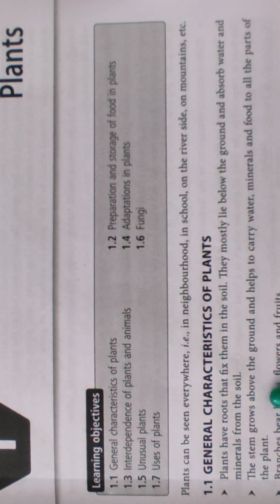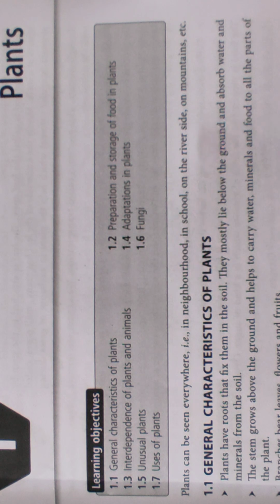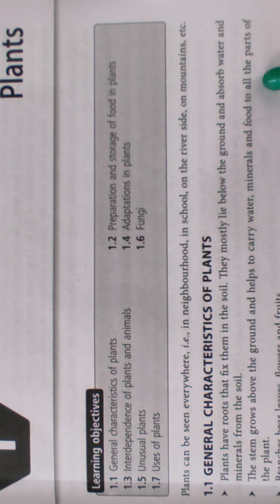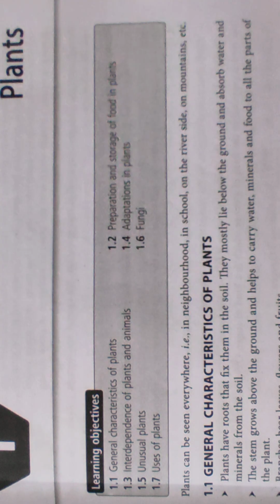Now the stem grows above the ground and helps to carry water, minerals and food to all parts of the plant. So the root is found under the soil mostly and the stems are mostly found above the soil. It helps in carrying water, minerals, and food to all the parts of the plant.